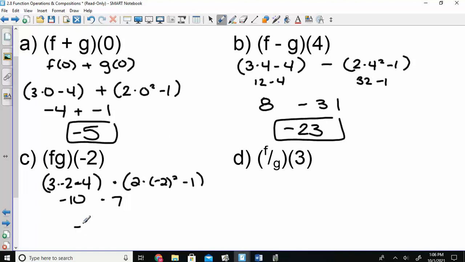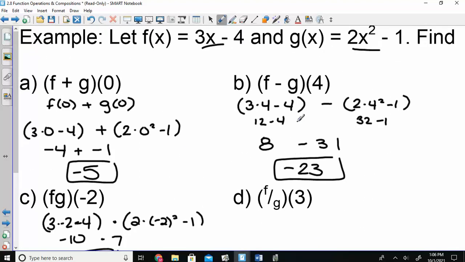You guys get negative 70. And D, if we plug a 3 into f, we get 9 minus 4, which is 5, over 3 squared is 9, times 2 is 18, minus 1 is 17. So 5 over 17. All right, so any issues evaluating those functions like that?